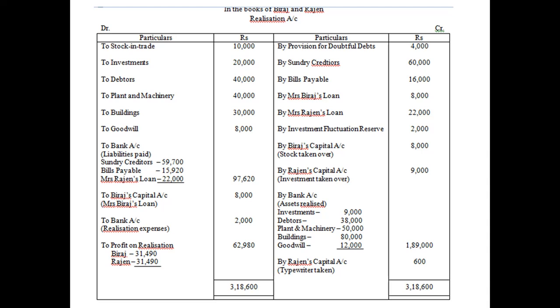Okay, students, now let us solve question number 47. So let us start with the asset column again, one more time. We have cash in hand and cash at bank. We will not include these two in the realization account.